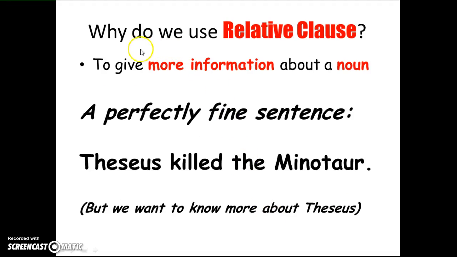Now you might ask, why do we use relative clauses? Well, it's to give more information about a noun. Take a look at this sentence. It's a perfectly fine sentence below. Theseus killed the Minotaur. But we probably want to know more about Theseus.